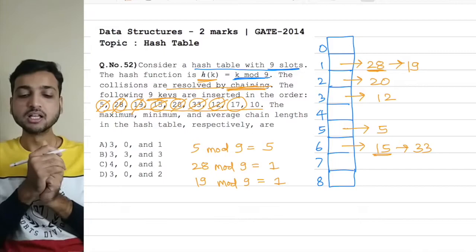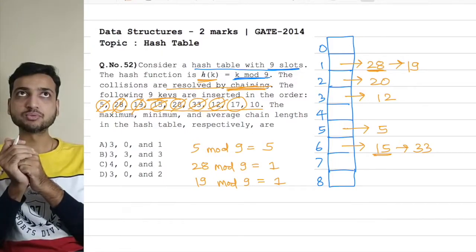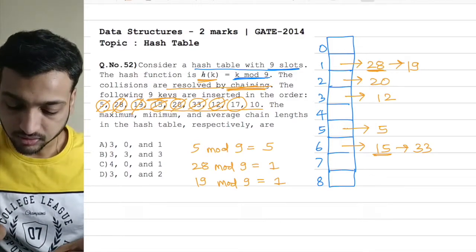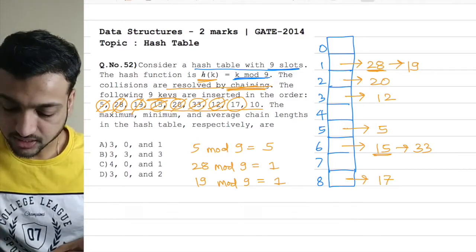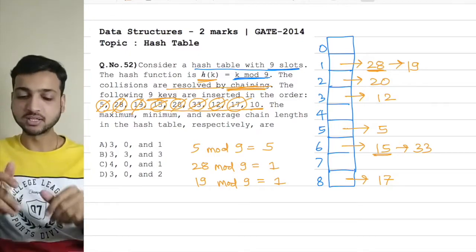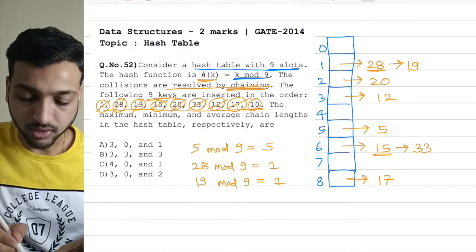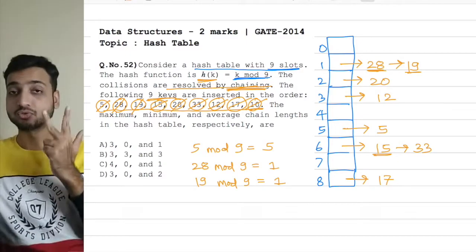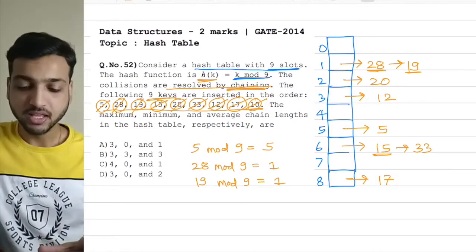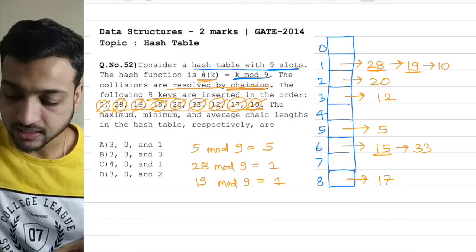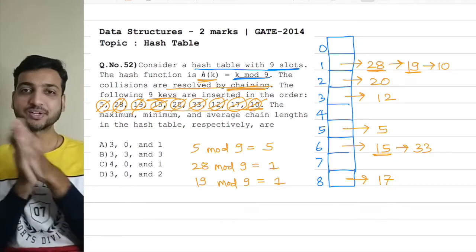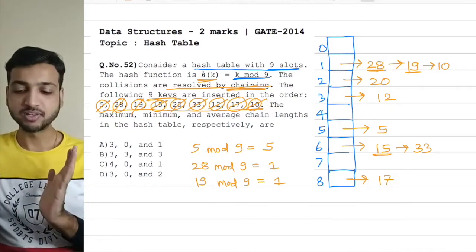Next comes 17. Now 9 1s are 9, 9 2s are 18. So 8 is the remainder. So 17 will come here. And finally we have 10. So 9 1s are 9 and again 1 is the remainder. So we come to the bucket number 1, and bucket number 1 already has 2 elements. So there is a collision, and we resolve collision by chaining. So let's chain and put this 10 here. In this way, all our 9 keys are inserted into our hash table, and we have this hash table in front of us.